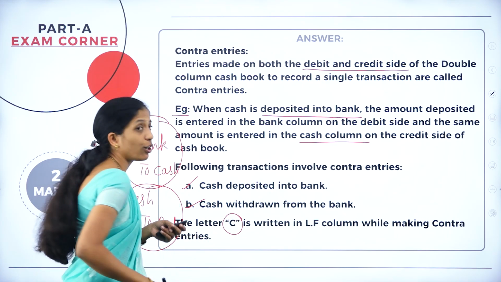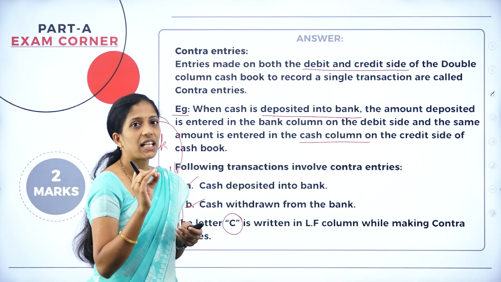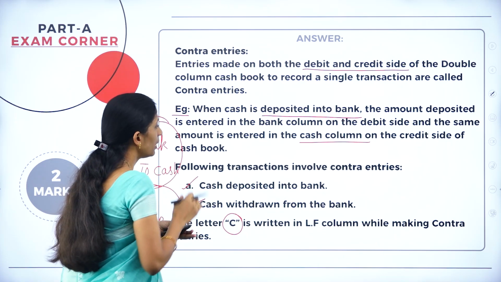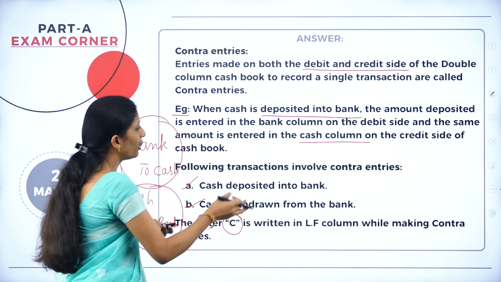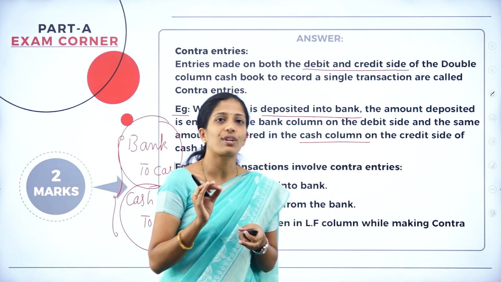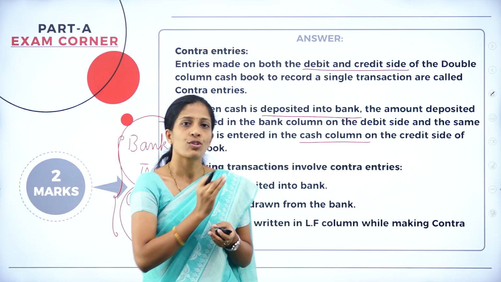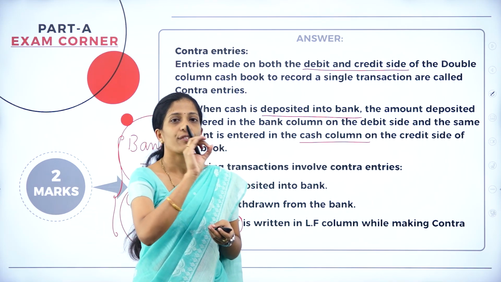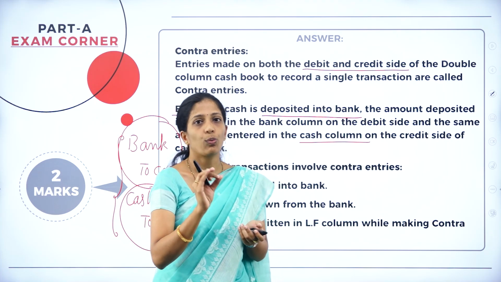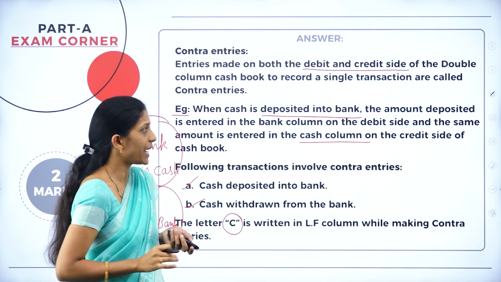So, how do we denote contra entry? With the capital letter C in the ledger folio column. So, it is written in the ledger folio while making the contra entry. For 2 marks, children, you have to write at least 2 sentences. So, you can go through this. First sentence, you can write the meaning of contra entry. Next, you can write one example relating to contra entry.